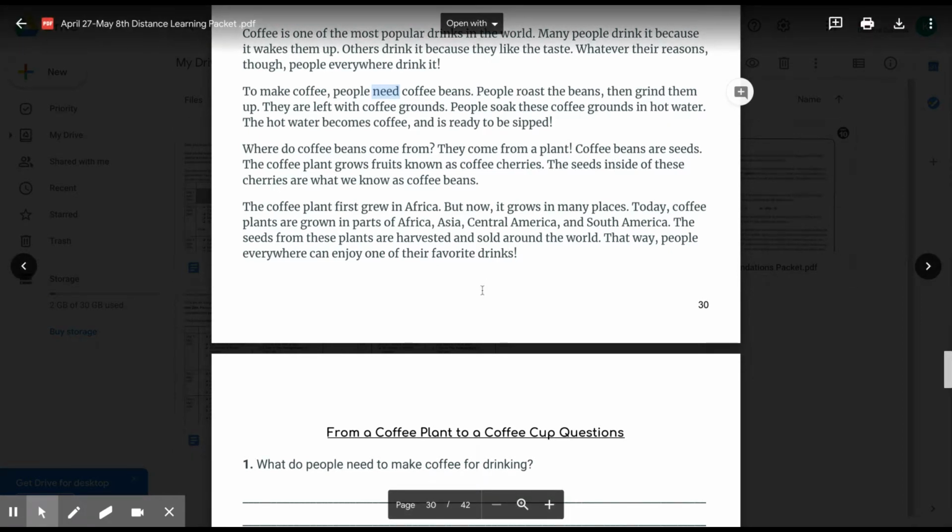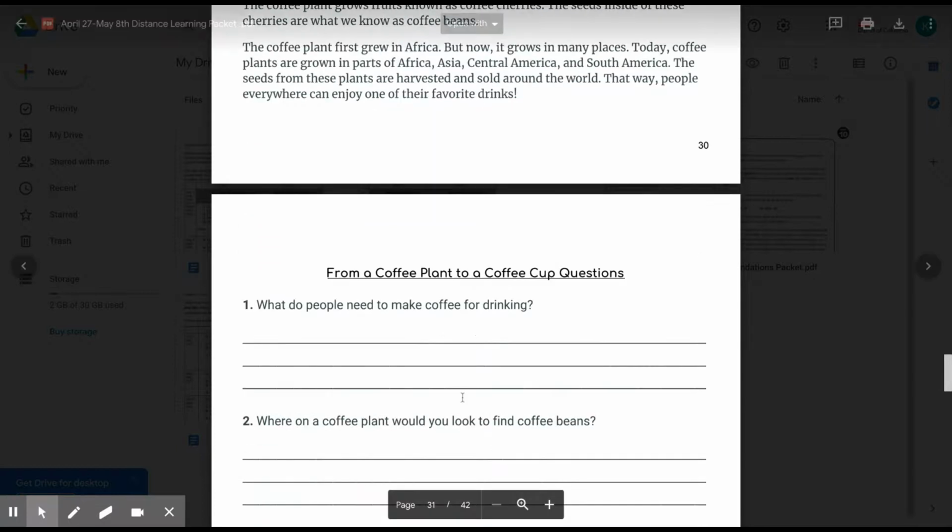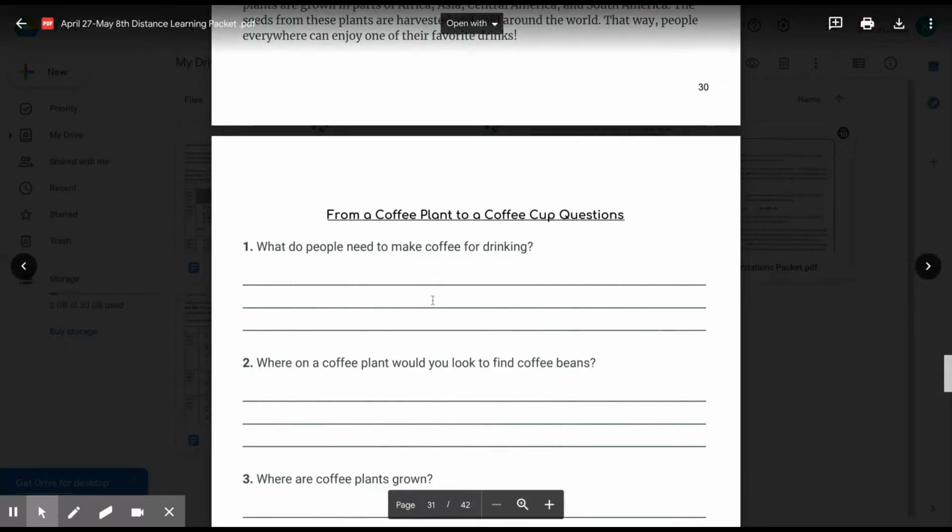I think they need at least 2 things to make coffee for drinking. Write down those 2 things on these lines. Pause and then come back for question 2 when you have finished writing.